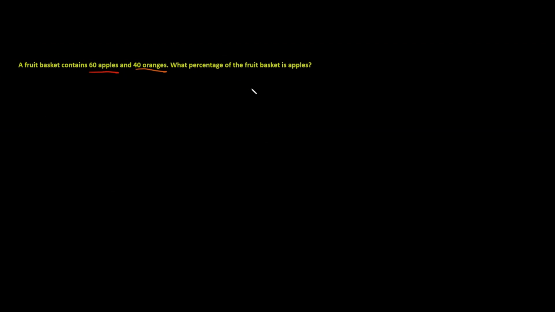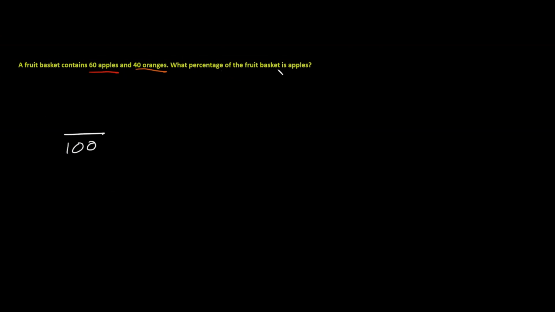Okay, so in order to find the percentage of each fruit, we need to first determine the total amount of fruits. Well, we can see here, if there's only 60 apples and 40 oranges, that means in total there's going to be 100 different fruits. So we can write the total in white. So the total is going to be 100 fruits.